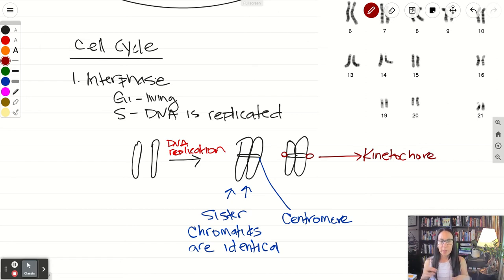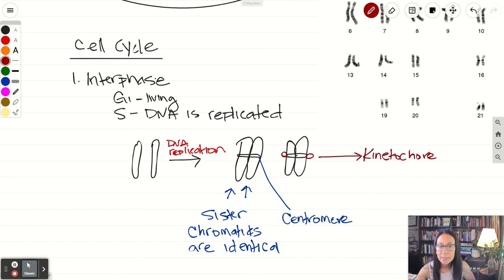Okay, so we're in interphase. This is the cell cycle. This is the life cycle of the cell. G1 is it's living. Now it's got to replicate, so it's going to go into S phase. The DNA has all replicated. So in this karyotype up here, each of these chromosomes are going to replicate, but they're going to stick together, and they're going to be sister chromatids.